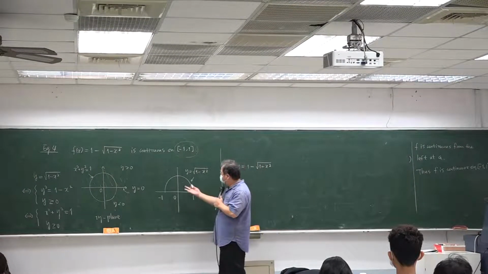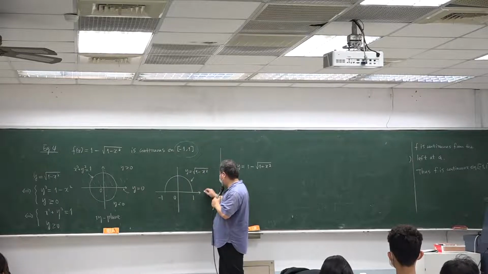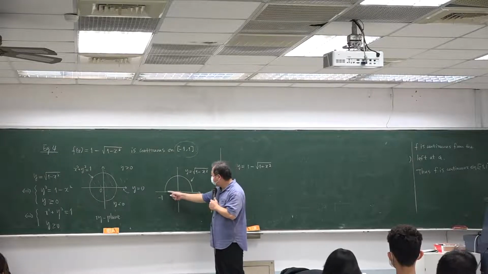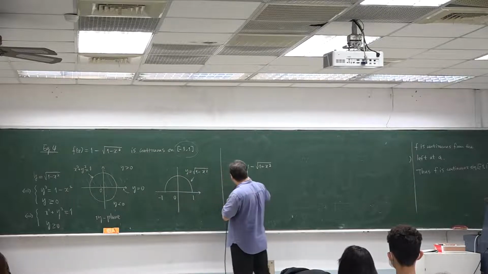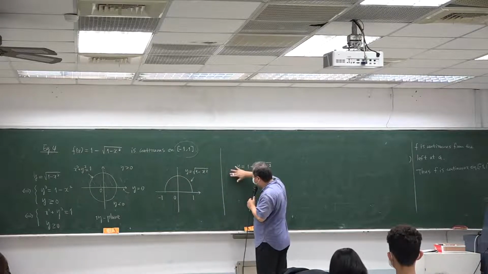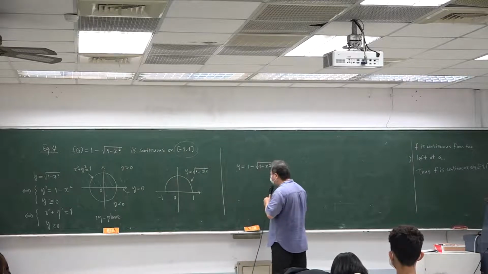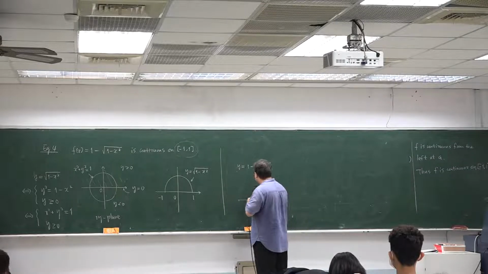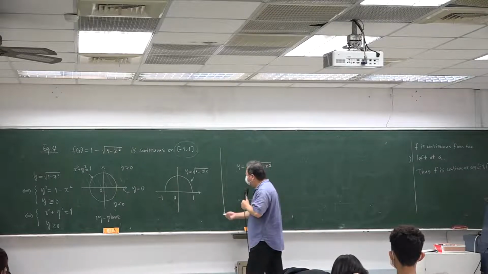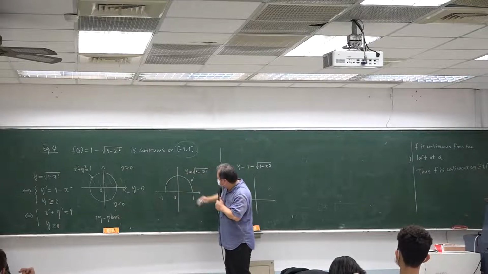The minus means reflect this about the x-axis to obtain a lower hemicircle. And the 1 means shift 1 unit up. So finally, what we obtain as the graph of this function is: reflect, shift.